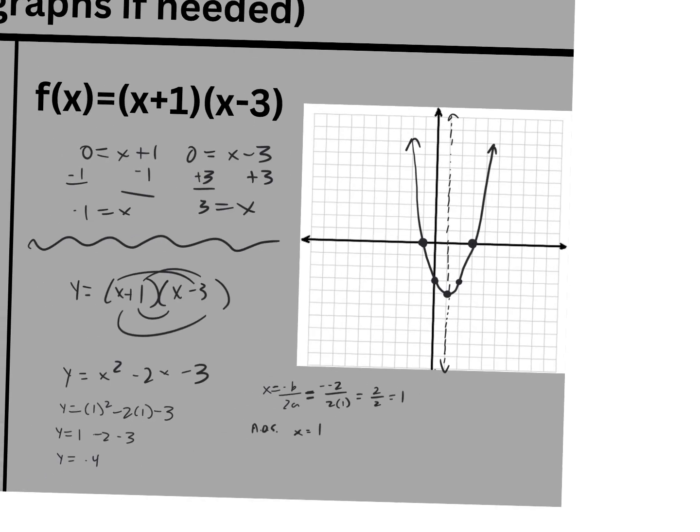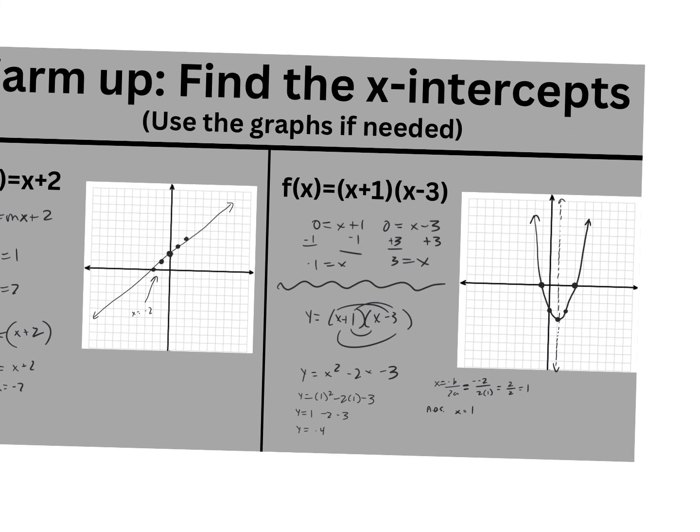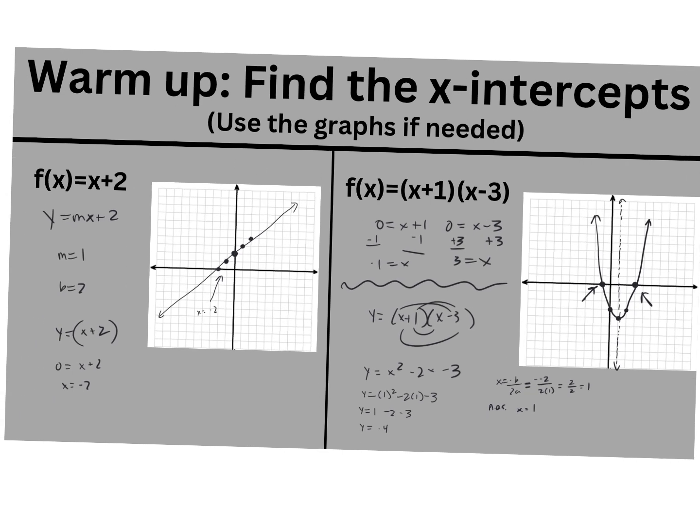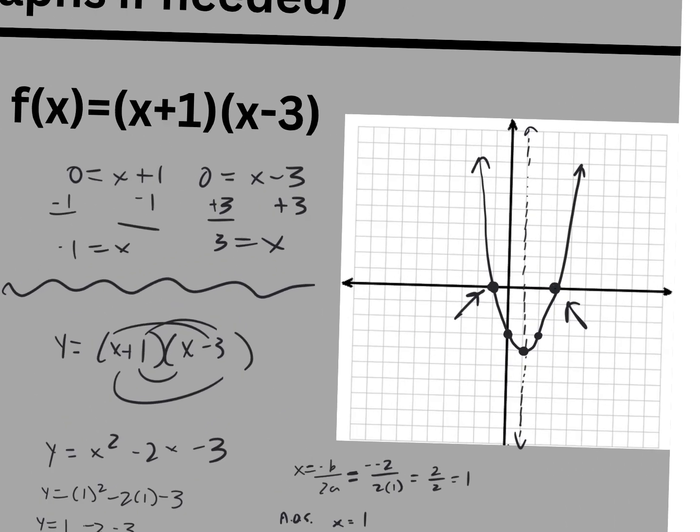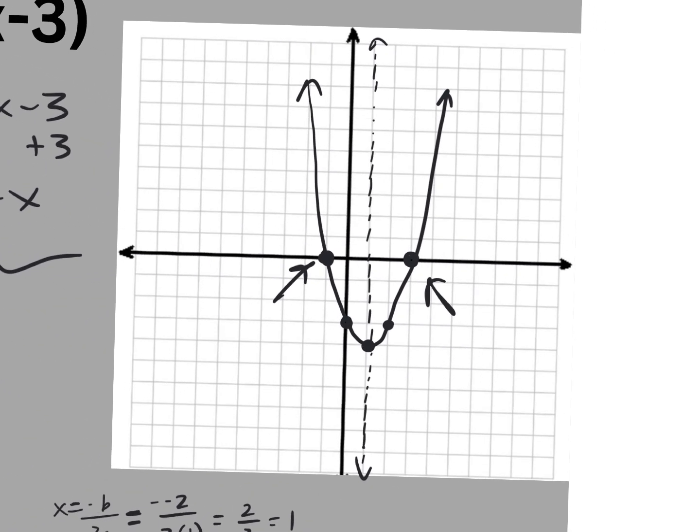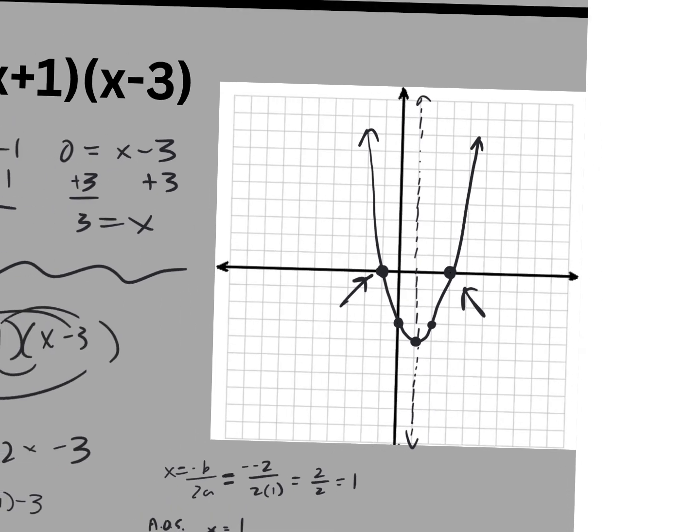But I think the point of these two problems is for you guys to see that I've got two equations in factored form. The first one is in y equals mx plus b, but it's technically factored form too. So we've got these x-intercepts as a part of my equation. And I want you to notice how in both problems, the line or the curve is going straight through that x-intercept. That's going to help us today when we graph polynomials.